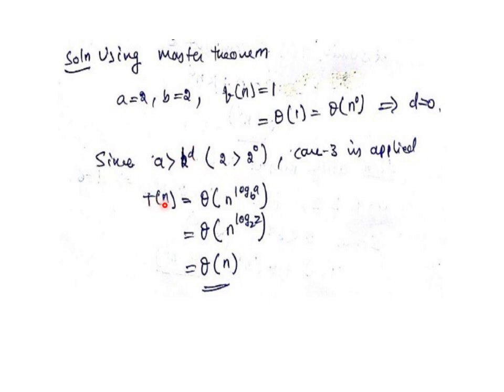So according to the third case of the master theorem, big T of n is approximated to big theta of n to the power log a base b. The values of a and b are 2 and 2. So n to the power log 2 base 2, and log 2 base 2 is equal to 1. So the entire value is equal to big theta of n. So the time complexity of the divide and conquer approach for this recurrence relation is big theta of n, the same as the previous method, that is substitution.